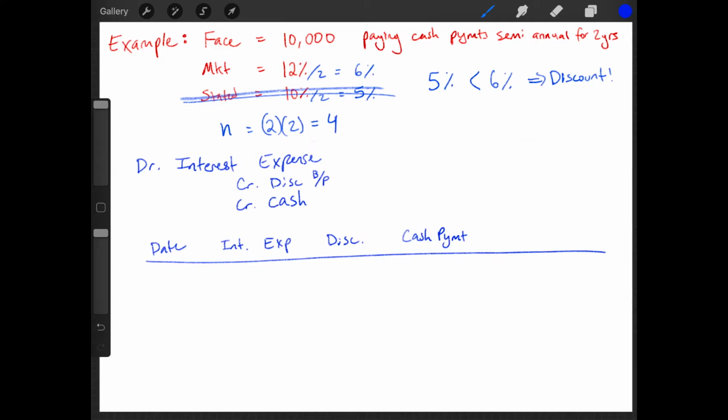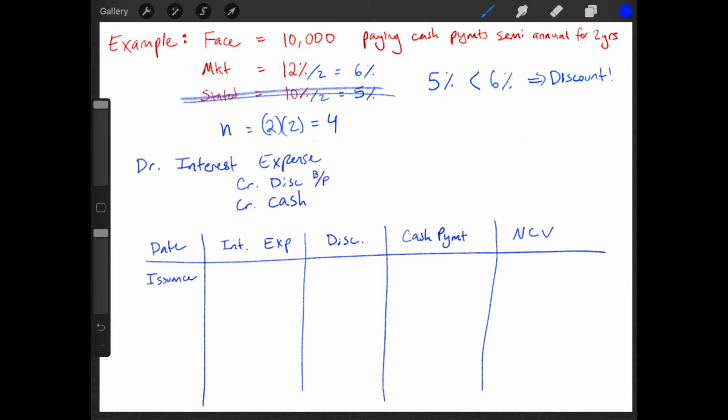So you have 5 columns. I always start with the date, and then I move through that journal entry with interest expense first, and then the discount amount, and then your cash payment, and then at the very end I have your net carrying value. So we know that at issuance, our net carrying value is going to be equal to the amount of cash that we received. So we calculated that previously in this question, and it was $9,653.46. Again, that was just the present value of those future cash flows, or the amount that we initially received as cash. The other 3 columns will be blank at issuance.